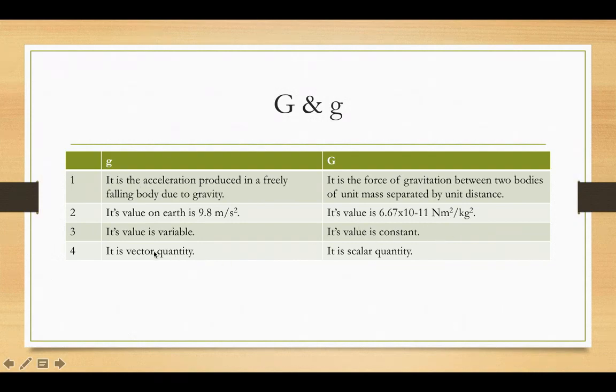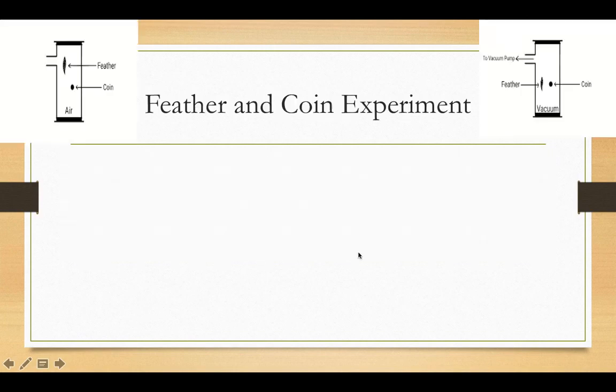Small g is a vector quantity. The reason is it has magnitude plus direction. The direction is always towards the center of Earth. But capital G has only magnitude but no direction. That's why it is a scalar quantity.